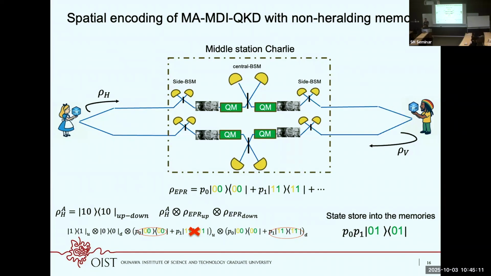So this will give us 2 clicks. And 2 clicks is not allowed. We have 1 click only to be a successful Bell state measurement. Okay, so that's why I put X, because these give us an unsuccessful Bell state measurement.